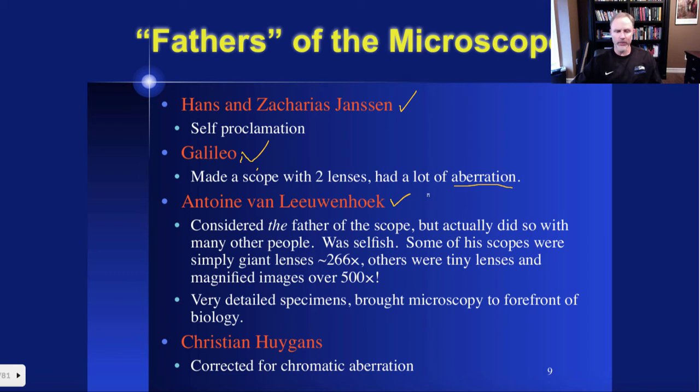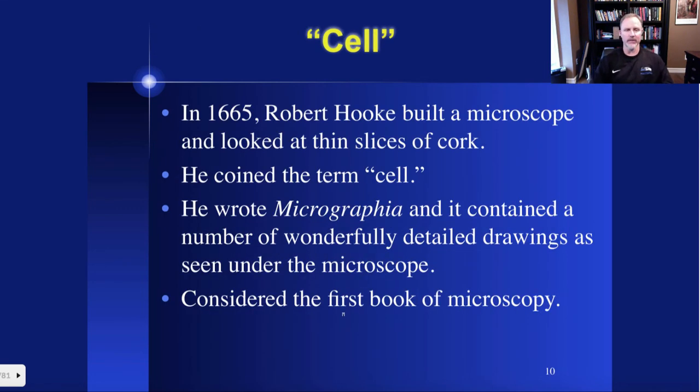Another man named Christian Huygens, what he had the ability to do was really correct these lenses for their chromatic aberration. So he had the ability to make them really smooth and round and really get rid of a lot of the distortion that's caused by manufacturing these types of things.